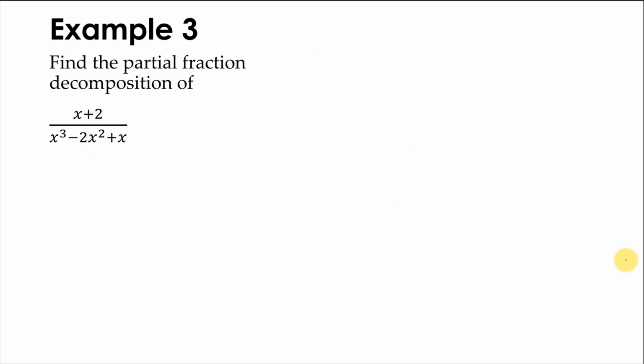Okay, first one, here's the expression that we're given. Now here we're just looking at what happens when we have repeating linear factors. Okay, so when I factor out my denominator here, I actually get x and x minus 1 squared. Okay, so what we have to do here is we have to think of building up this power here that we have for our linear factor.